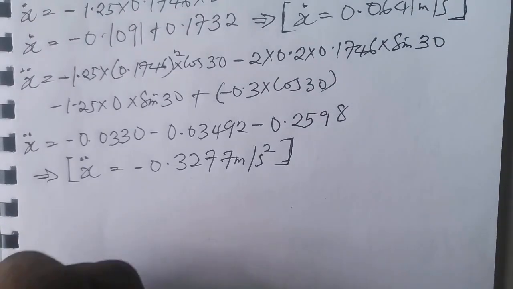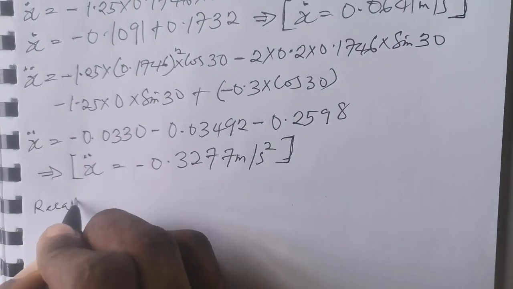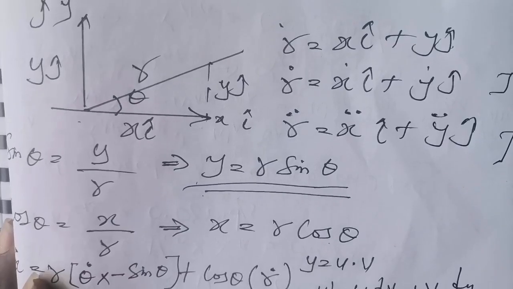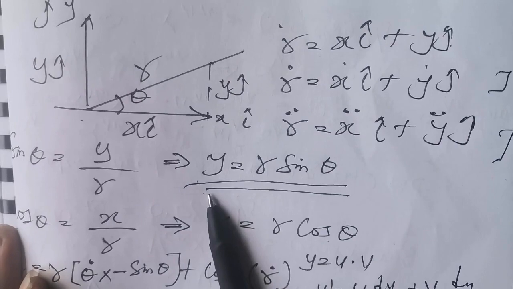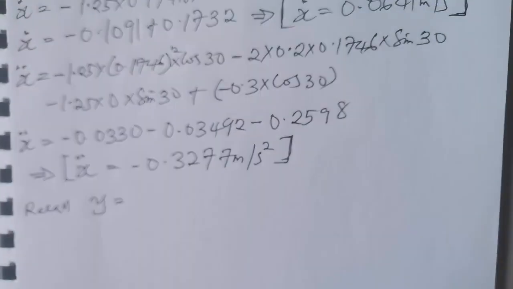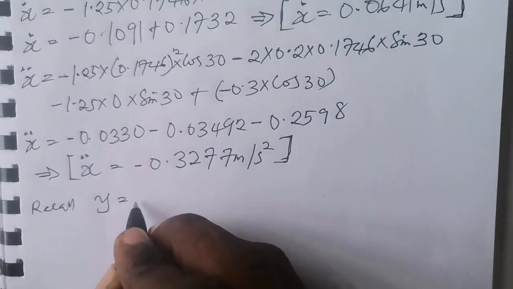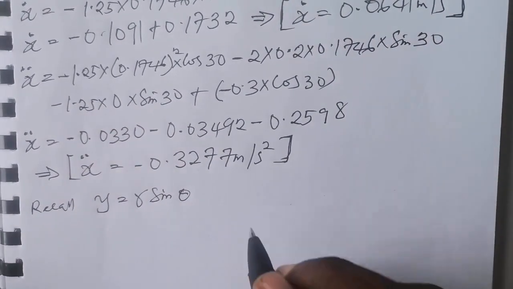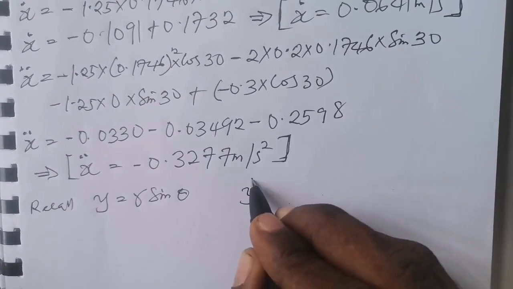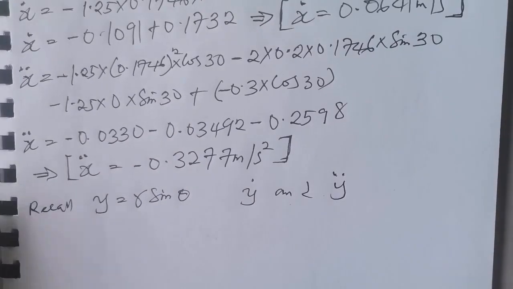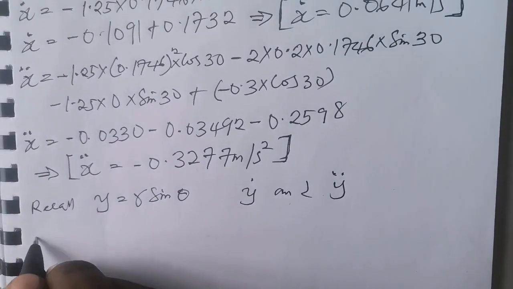So let's recall the value of y. Recall, from the diagram earlier, we had y equal to r sine theta. So we have y equal to r sine theta. Now we have to find y dot, and also y dot dot. So let's find y dot.